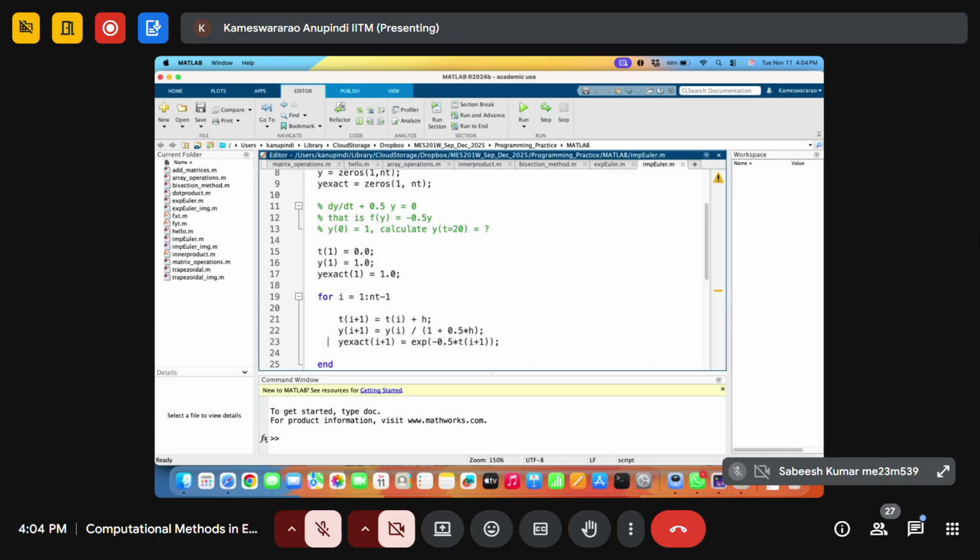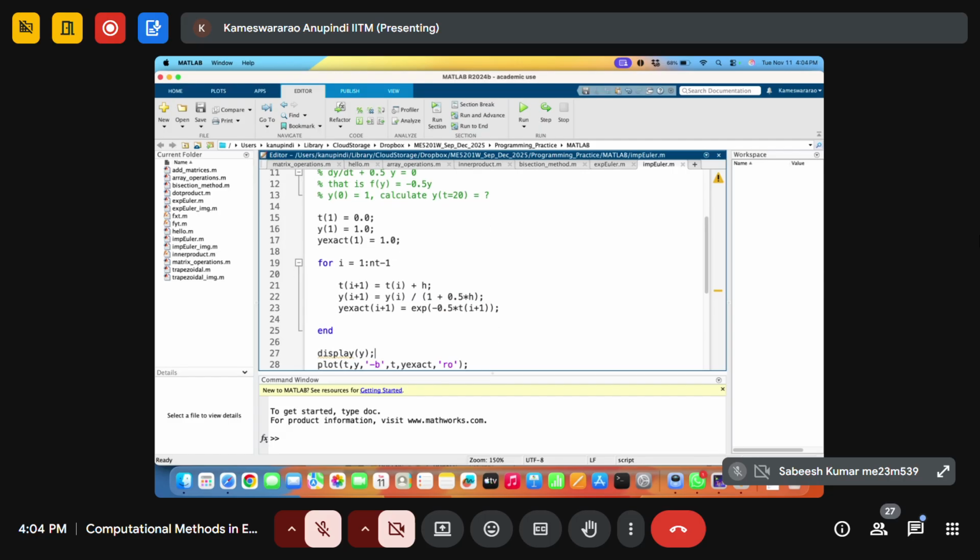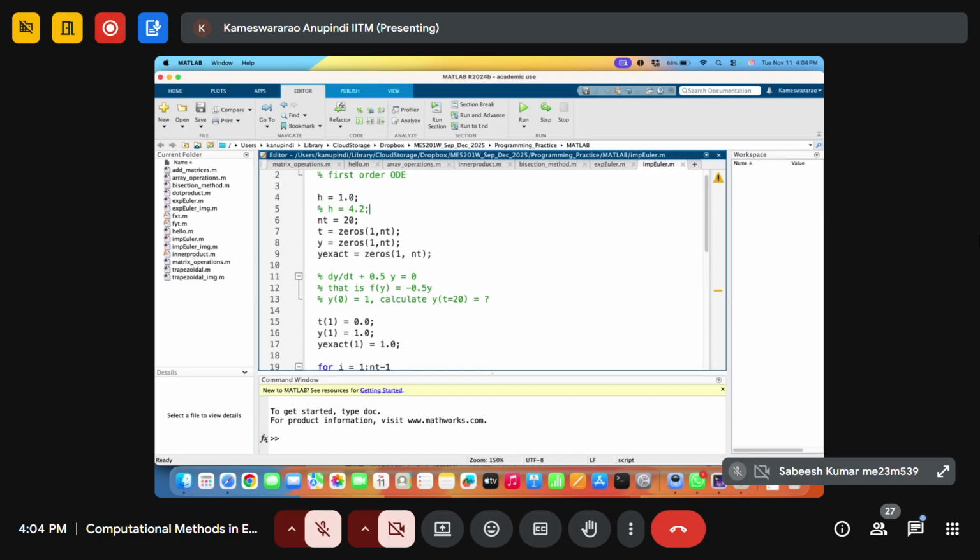And then y exact remains the same. This is e to the power minus 0.5t. That is the same. So let us try to run this program. Again, we are using delta t of 1.0. Let me run this and see.